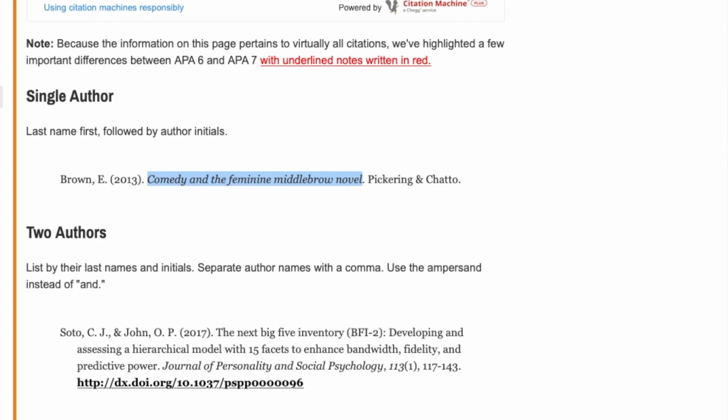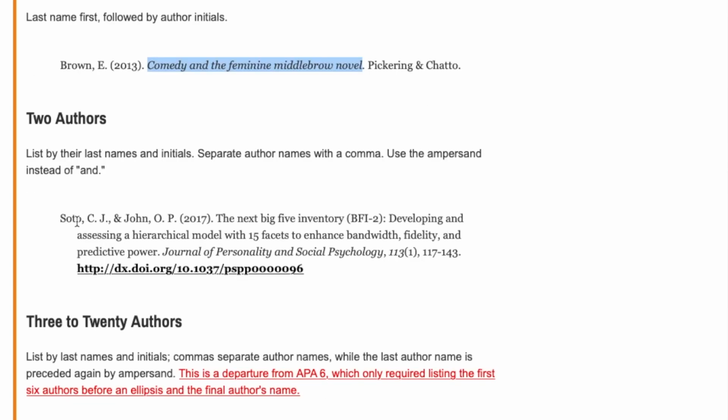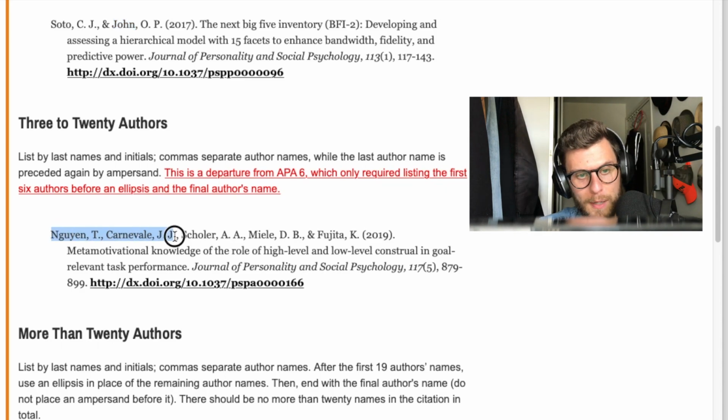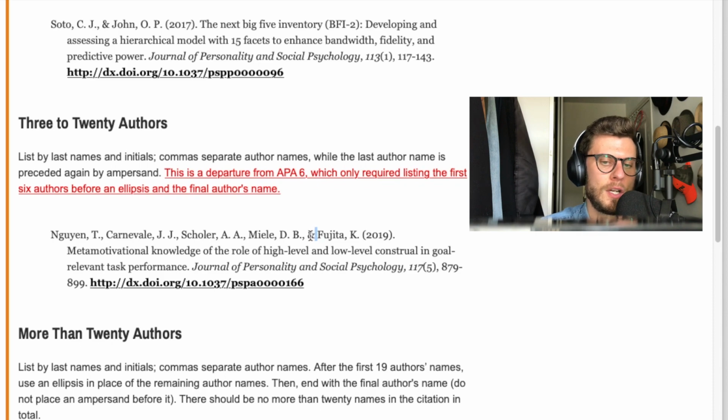Cool. With two authors, we have, again, the last name of the author and then the initials, and then a comma and an ampersand to denote a different author. So here's John, OP. Cool. For 3 to 20 authors, put them all out. You'll see that this ampersand comes in between and denotes the last author.